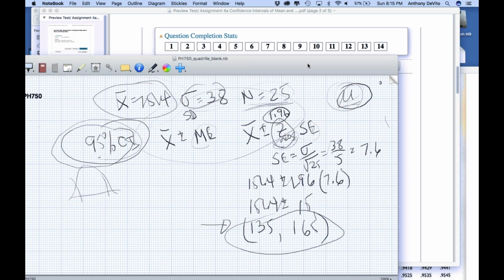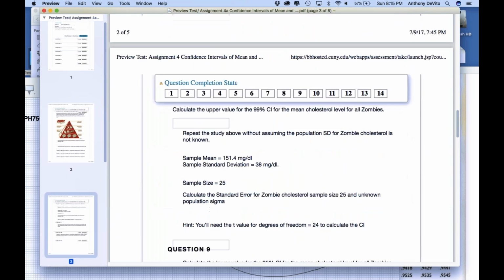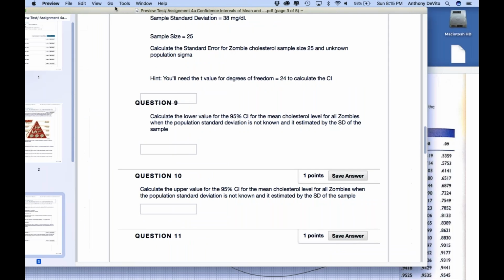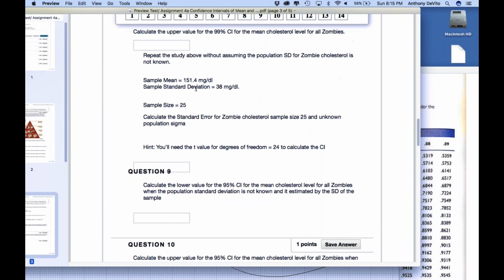So, any questions so far? Does that make sense to you? Okay, let's move on then and find one where we don't know the standard deviation. Well, in fact, we have another one here.